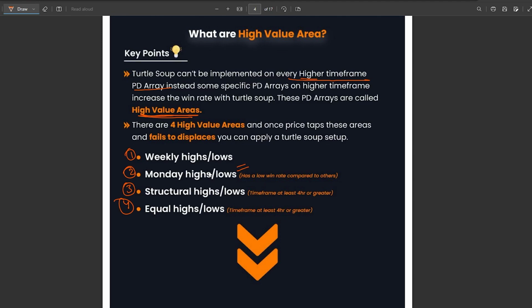Thirdly, we have the structural highs and the structural lows, and equal highs and equal lows. While considering the high value areas such as structural highs and structural lows, I like to keep my time frame above or at least 4 hours. So now let's look at each example of the high value area on the chart.